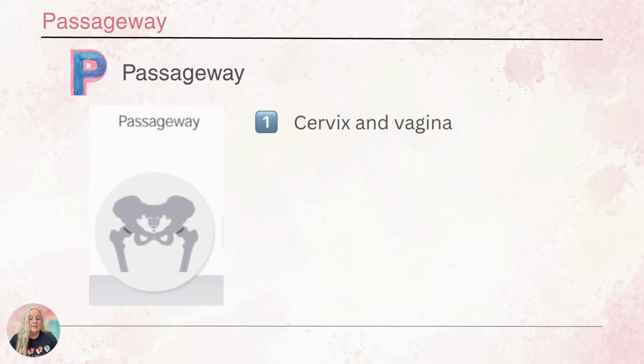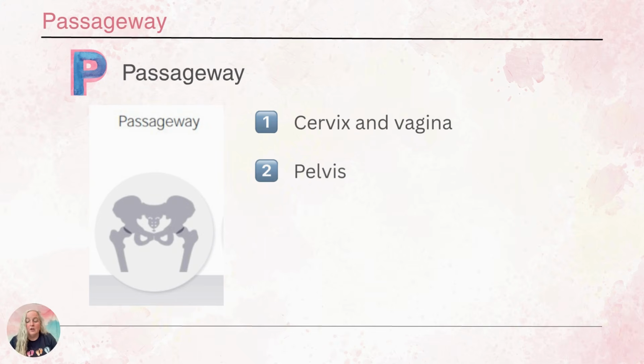Our next P is our passageway. And for our passageway, we're considering the cervix, we're considering the vagina, and we're considering the pelvis. And the pelvis is the most significant consideration for our passageway, but definitely the vagina and the cervix play a role. And when we think about how dilated she is, how effaced she is, these are all parts of the passageway.